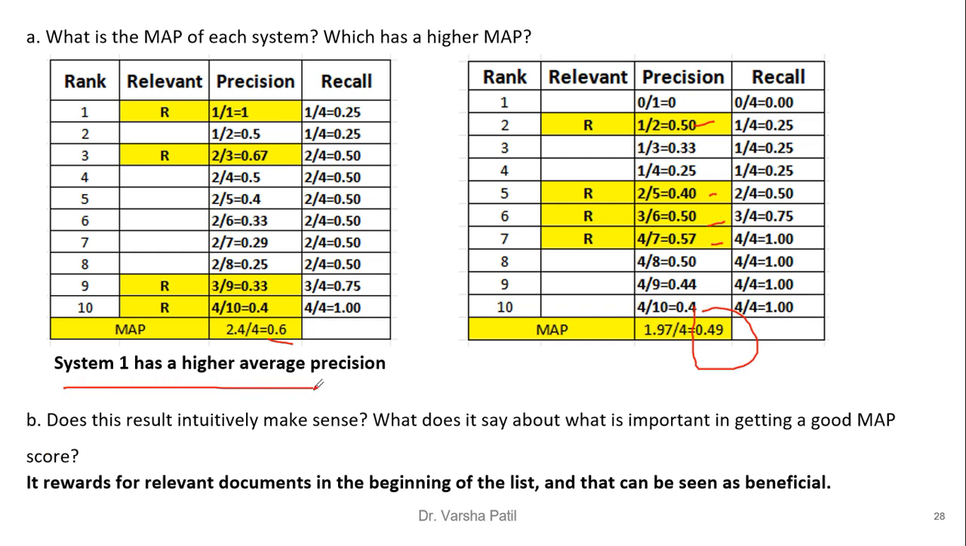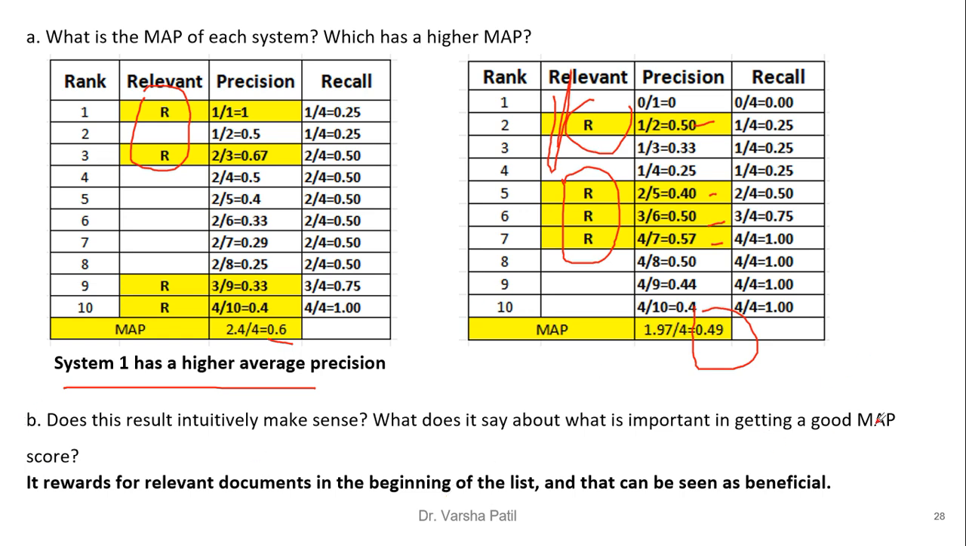So system 1 has higher precision because out of 4, 2 relevant documents are retrieved at the initial phase. Here only 1 document is retrieved at the initial phase. Even though at the 5th, 6th, 7th positions we continuously get the correct result, initially we failed to get the relevant documents. That's why system 1 has higher average precision.